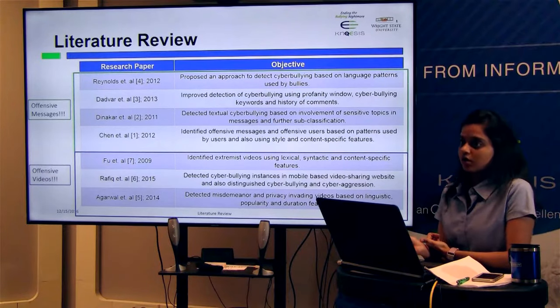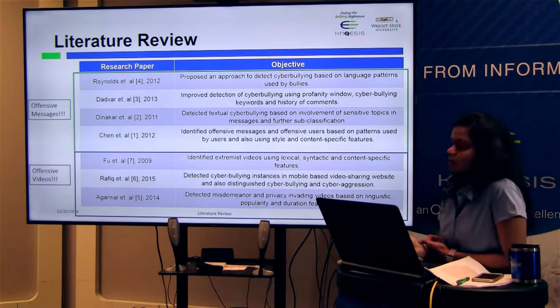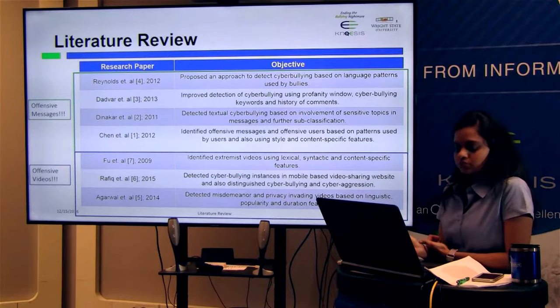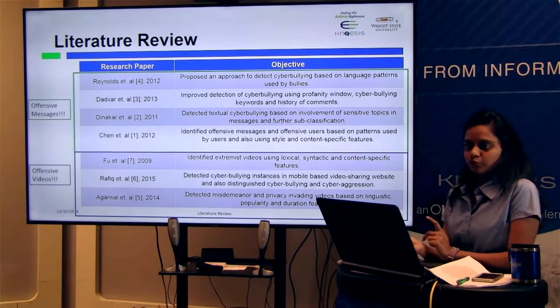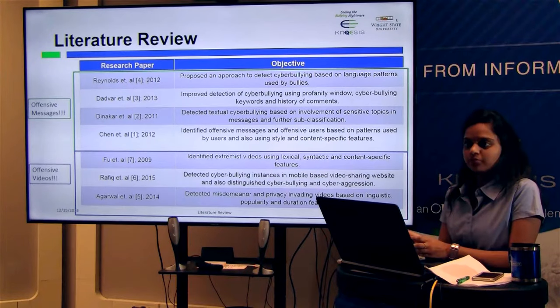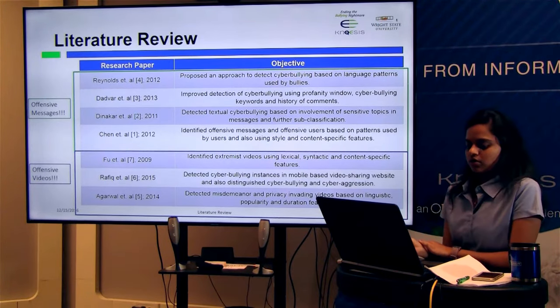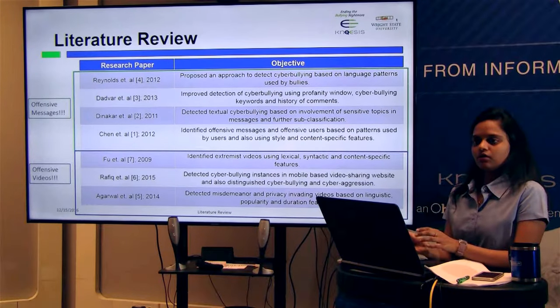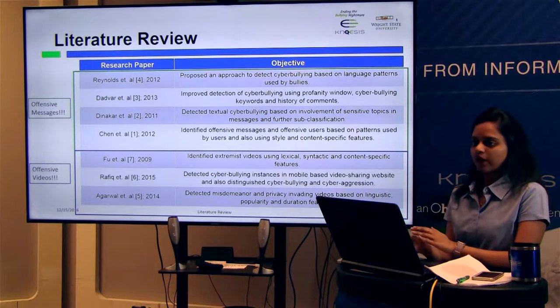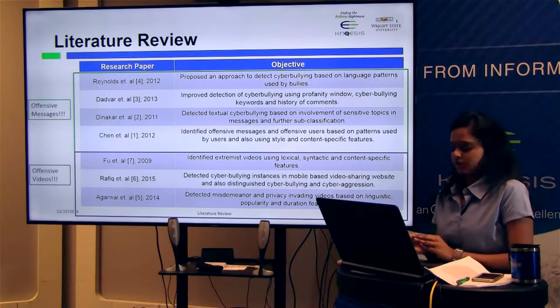In the offensive messages, are they all tweets or some other kind of text? It's messages from YouTube. I mean the comments. From comments. YouTube. Yes. In offensive videos, we also have some works on other video sharing websites.